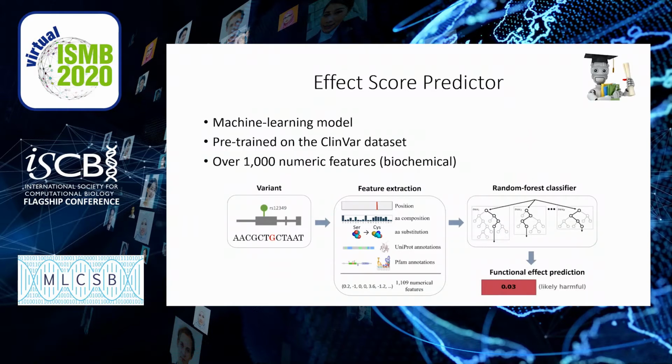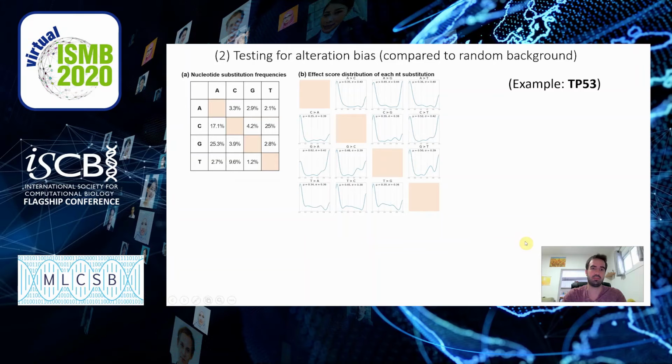The way we assign those effect scores is through a machine learning model that was pre-trained on the ClinVar dataset. And importantly, this dataset is completely independent of the cohort that we then used with Fabric. So for each variant, we extract different functional and biochemical features, over 1,000 numeric features overall. And we then feed them to a standard machine learning algorithm and get the predicted effect score for the variants.